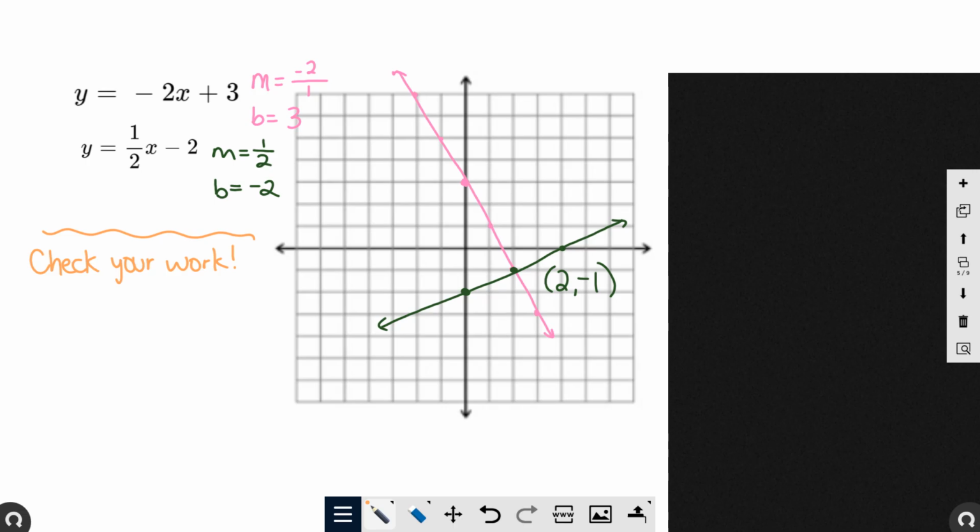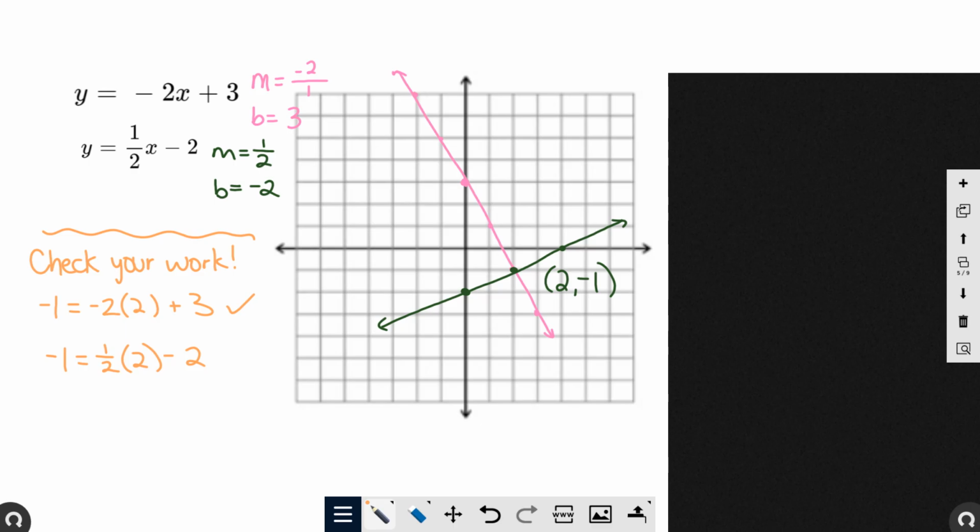If you wanted to check your work by hand, you're going to plug in your answer for x and y to make sure it works. So is -1 the same as -2 times 2 plus 3? Does that equal out? Well, what's -2 times 2? Plus 3. Check, that works. So I plugged it into the first equation, and now I'm going to plug those same numbers into the second equation to make sure that it works.